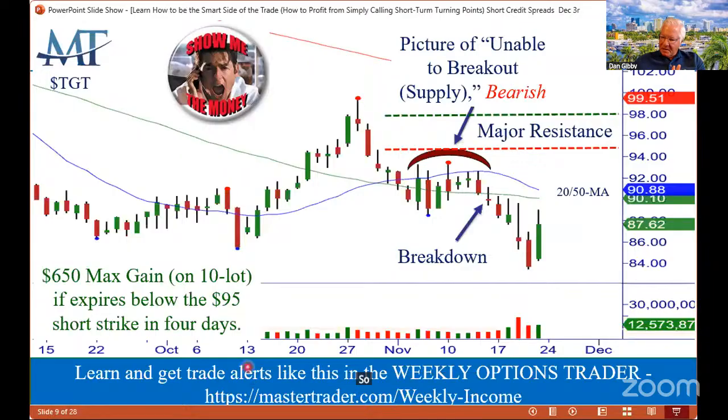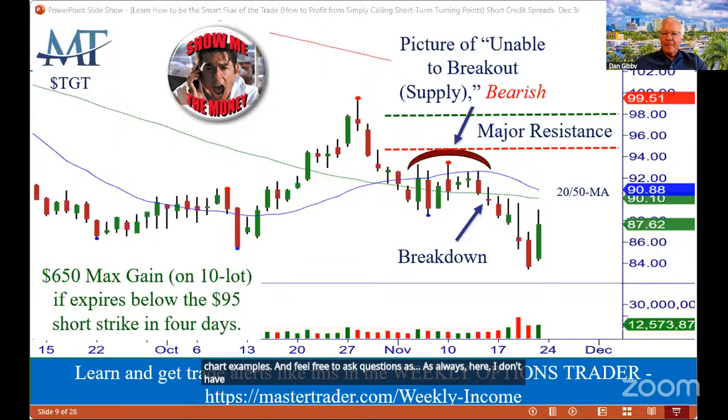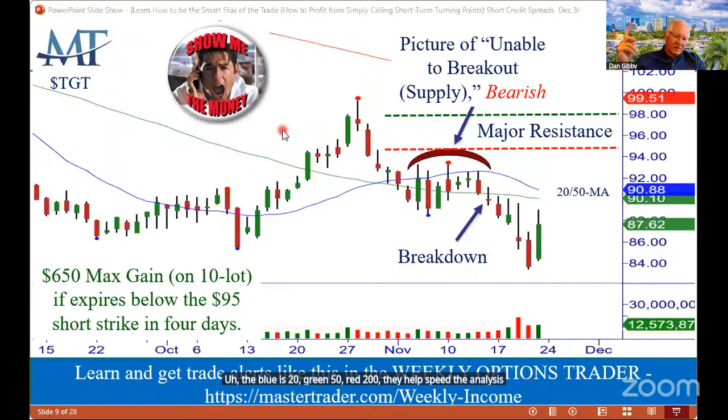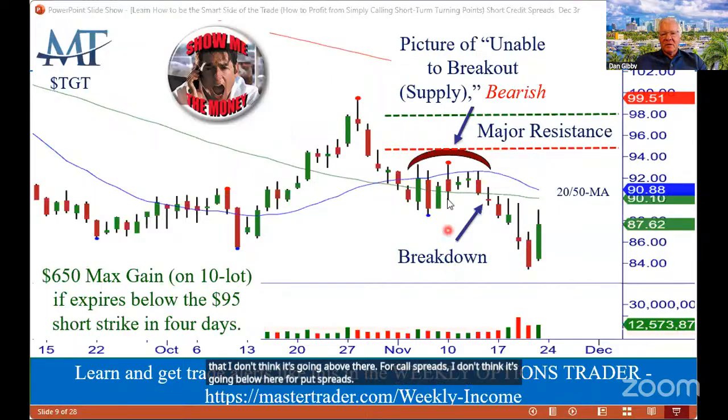So let's now, with that background, let's look at our beautiful chart examples. And feel free to ask questions as always. Here, I don't have this up, so I can see questions. All right, let's get Greg involved here. These are our daily charts, very simple, no fibs, color-coded candlesticks. The blue is 20, green 50, red 200. They help speed the analysis. Remember, step 1, I want a bias that I don't think it's going above there for call spreads. I don't think it's going below here for put spreads. So here we go, Greg.